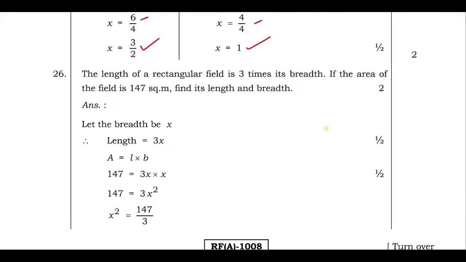The length of the rectangular field is 3 times its breadth. Length equals what? 3 times breadth. If the area of the field is 147 square meters, find its length and breadth. So area equals length into breadth. Now what is the area? Area is 147, which is equal to length into breadth.